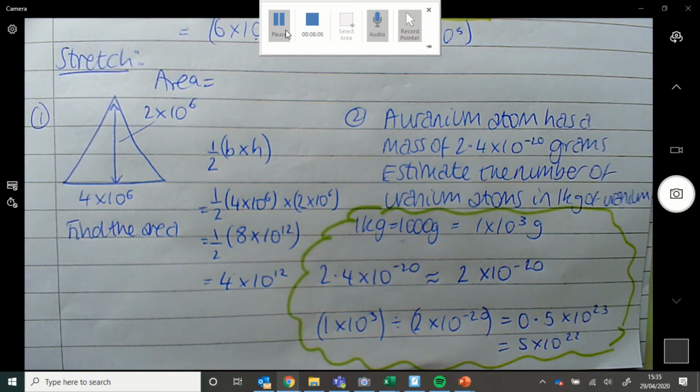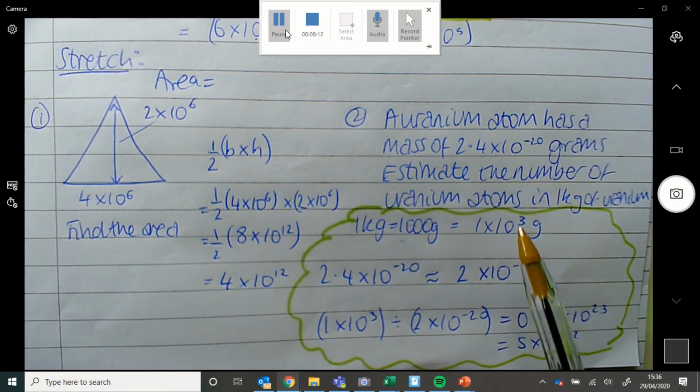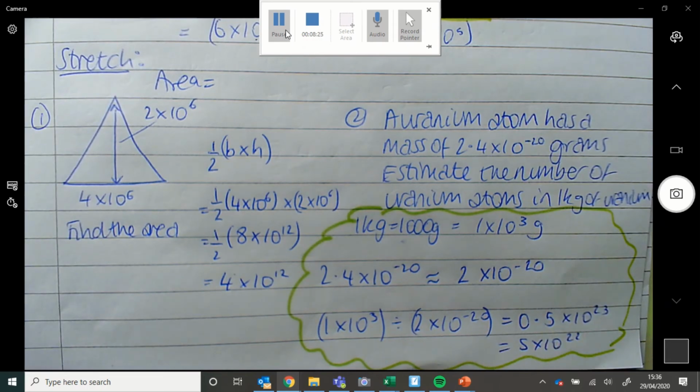Okay, it says how many atoms fit in 1 kilogram of uranium. So I need to see how many of this number fit into this number. So I'm going to do this divided by this. Here you can see I do 1 divided by 2, which is 0.5. 10 to the power of 3 divided by 10 to the power of negative 20, which gives me 10 to the power of 23 using my subtraction rule. And then I correct it by putting it back into standard form.